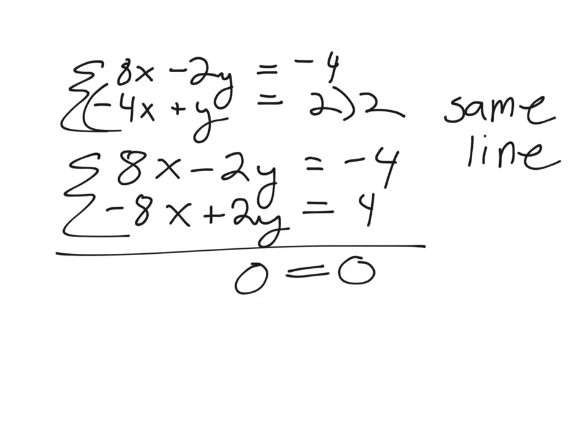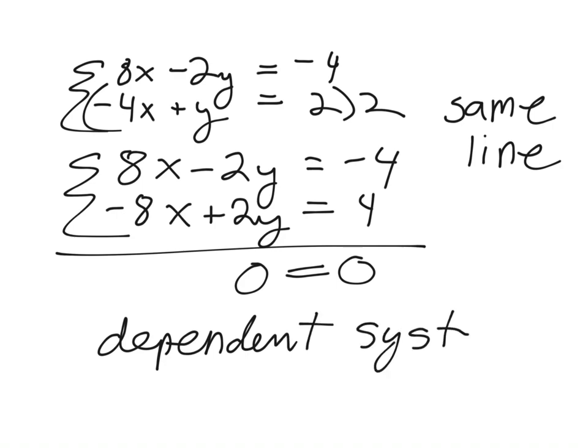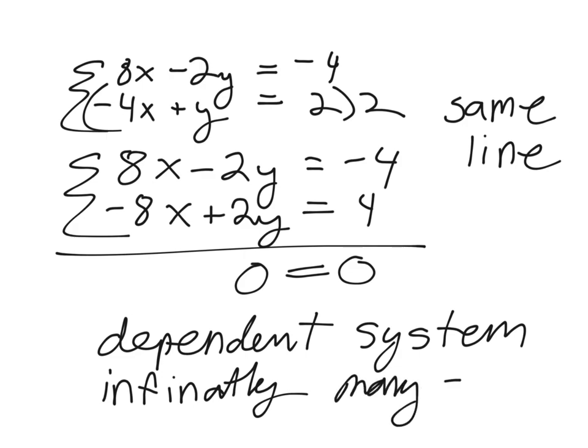They just are multiplied by a different multiplier. In this case we call this a dependent system. And it's not no solution because they're the same line. Every x and y that satisfies one equation also satisfies the other. So we say there's infinitely many solutions. Okay? So we'll stop there.